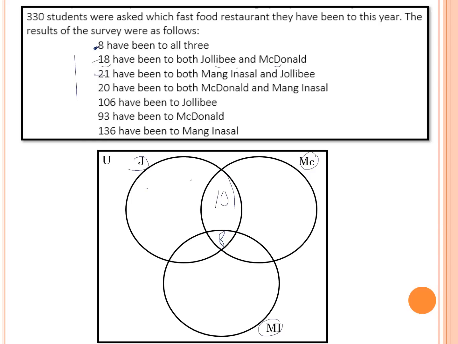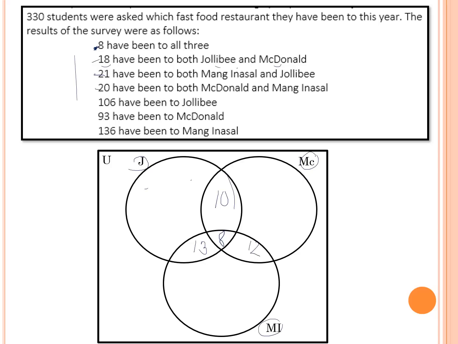Next, 21 have been to both Mang Inasal and Jollibee. So we are referring to this area, and we already have an 8. So what we need to get a total of 21, subtract 21 minus 8, and the result is 13. That means there are 13 students here. Next, we have 20 have been to both McDonald's and Mang Inasal. So for McDonald's and Mang Inasal, the total should be 20. We already have 8. So 20 minus 8, we have 12.